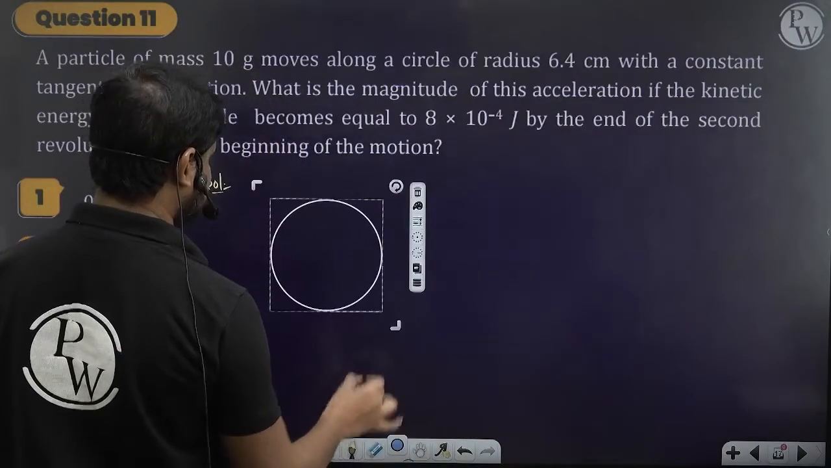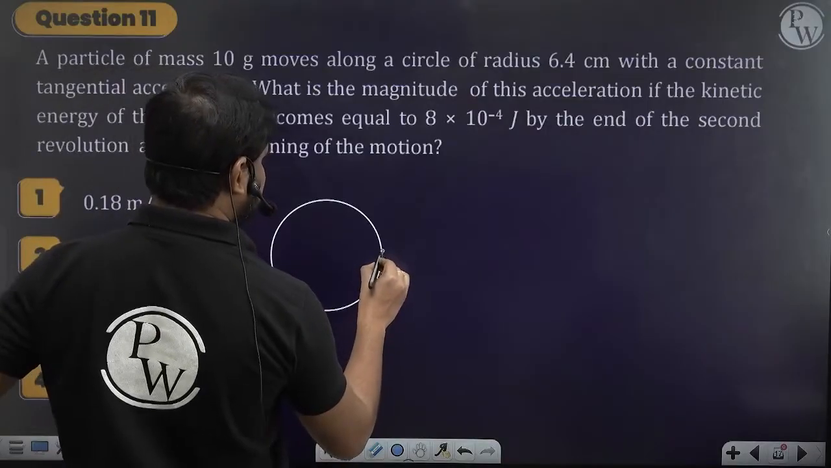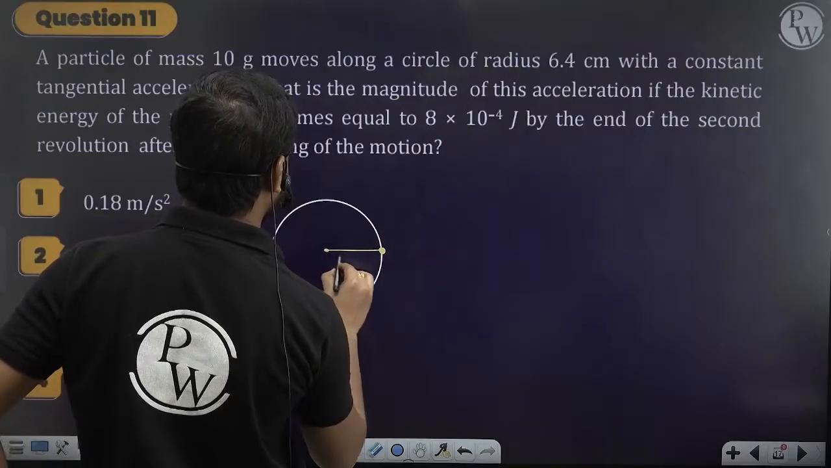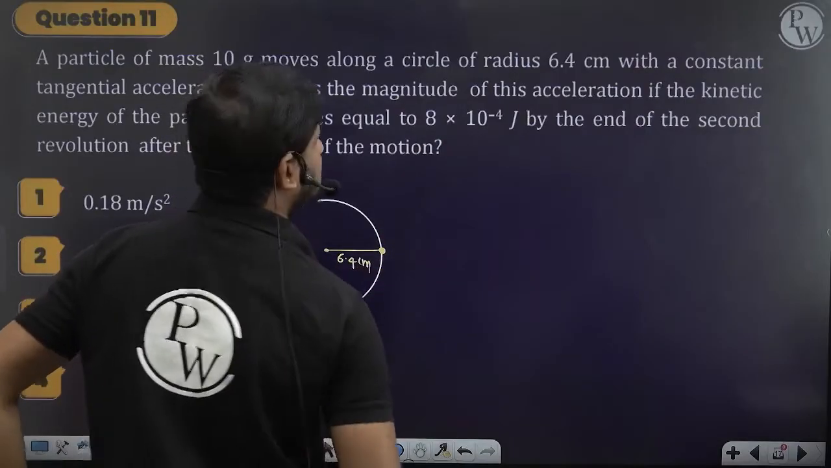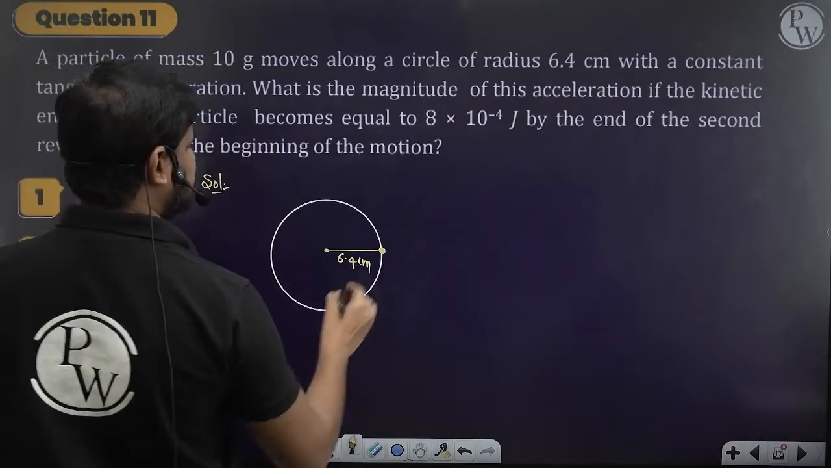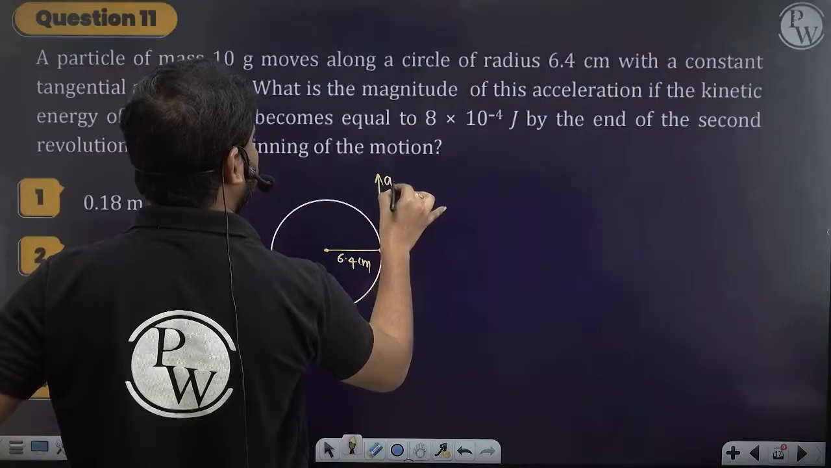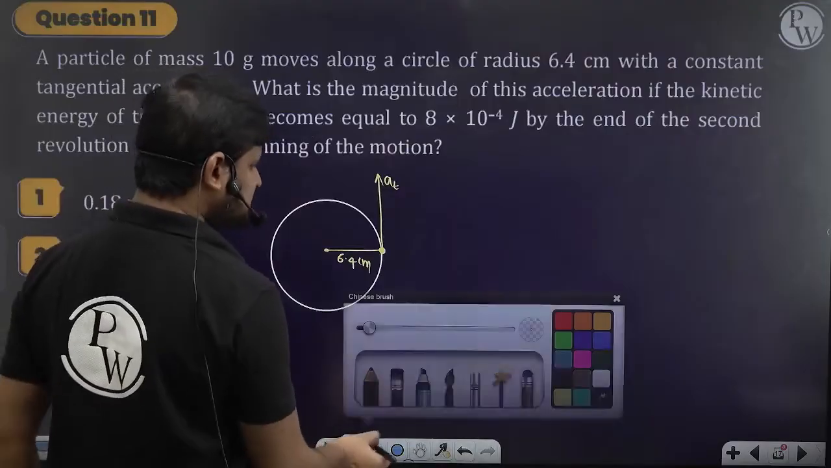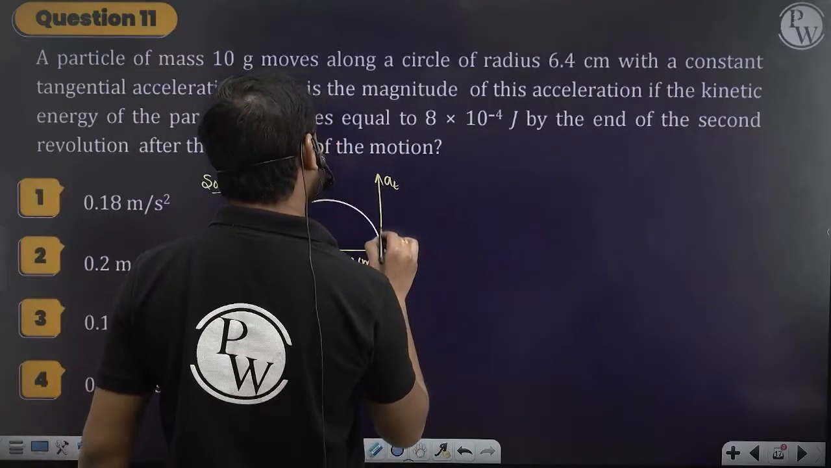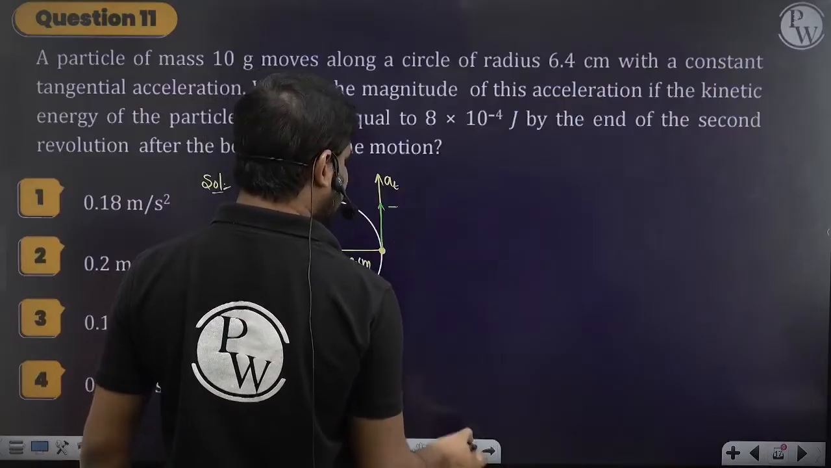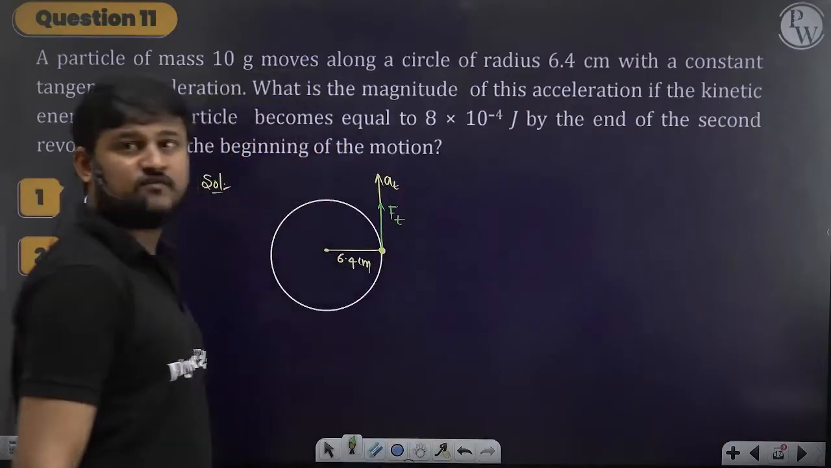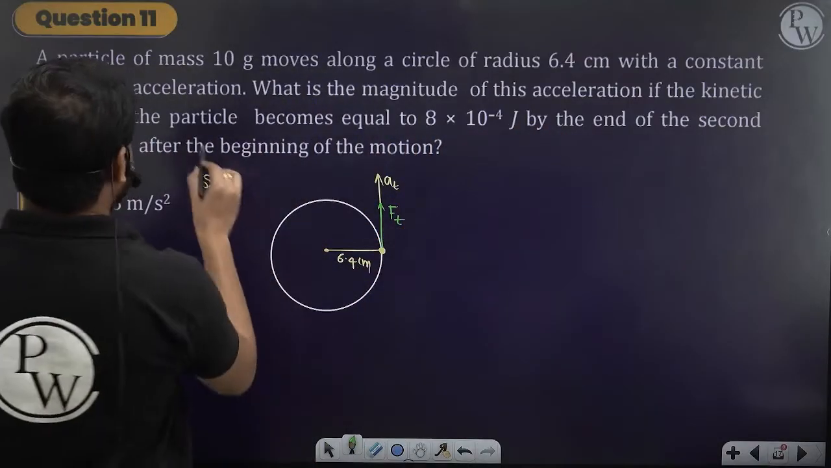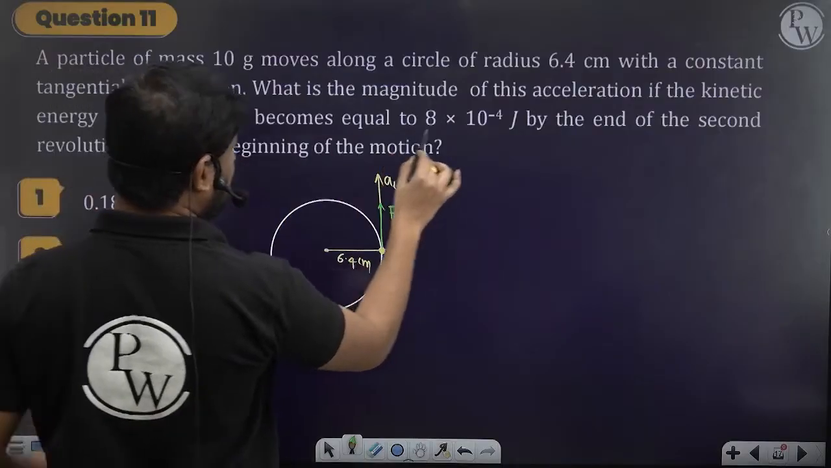See here, this is a circular path where a 10 gram particle, let's suppose this is a 10 gram particle, moves along a circle of radius 6.4 centimeters, let it be. Now with a constant tangential acceleration, the tangential acceleration will act along the tangent. If the particle's tangential acceleration is this side, there is some force acting on it. So what is that force? The tangential force is responsible for the tangential acceleration. So what is the tangential force? Ft, right?